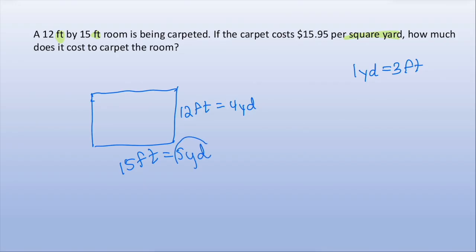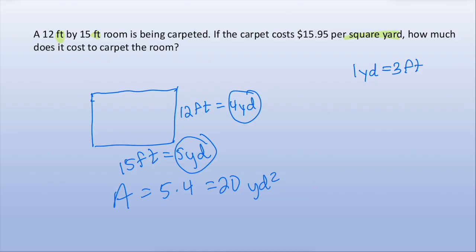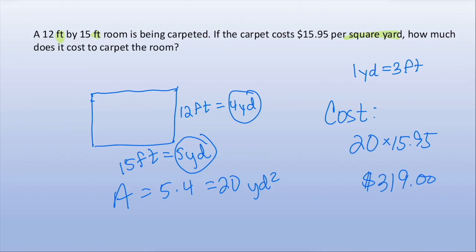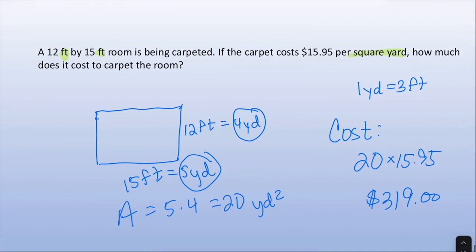And if we use the yards, the area of this, because we want square yards, is 5 times 4, or 20 square yards. So we have to buy 20 square yards. It's $15.95 per square yard. So the cost of the carpet is the 20 we need times $15.95. Well, 20 times $15.95 is a total of $319 for the carpet. So there's a little example of area in a real life application.